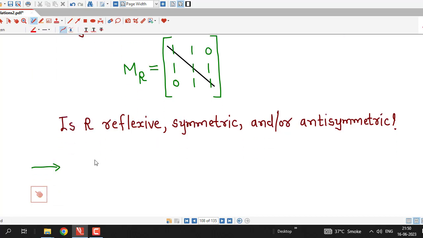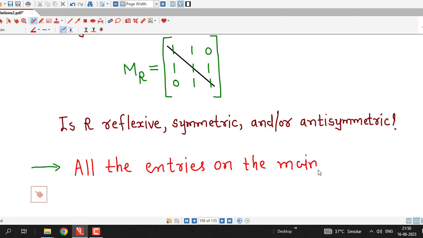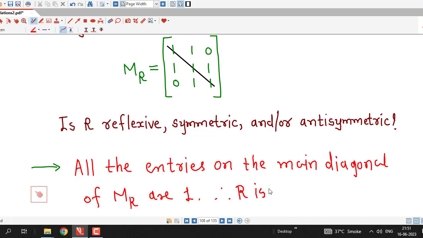So I can write here that all the entries on the main diagonal of a relation matrix M are 1. Therefore, relation R is a reflexive relation.